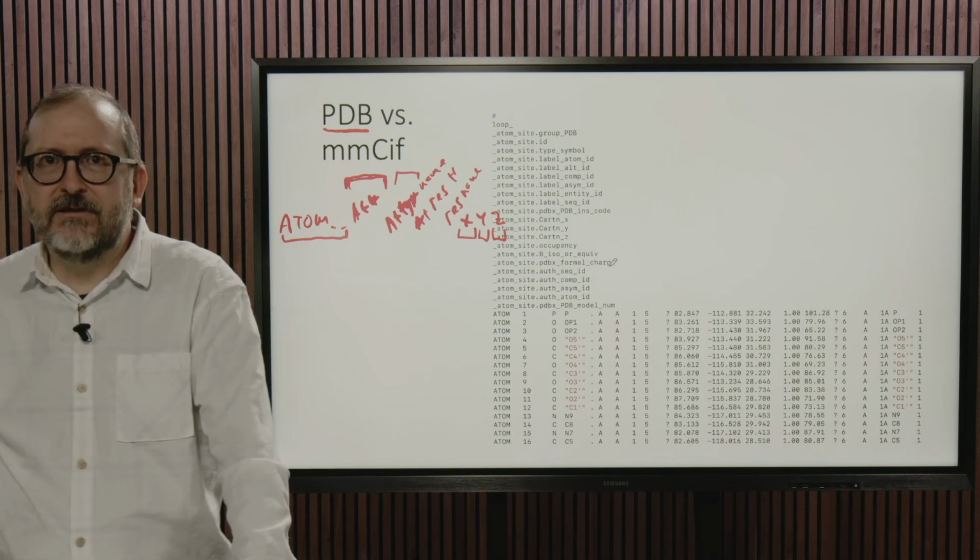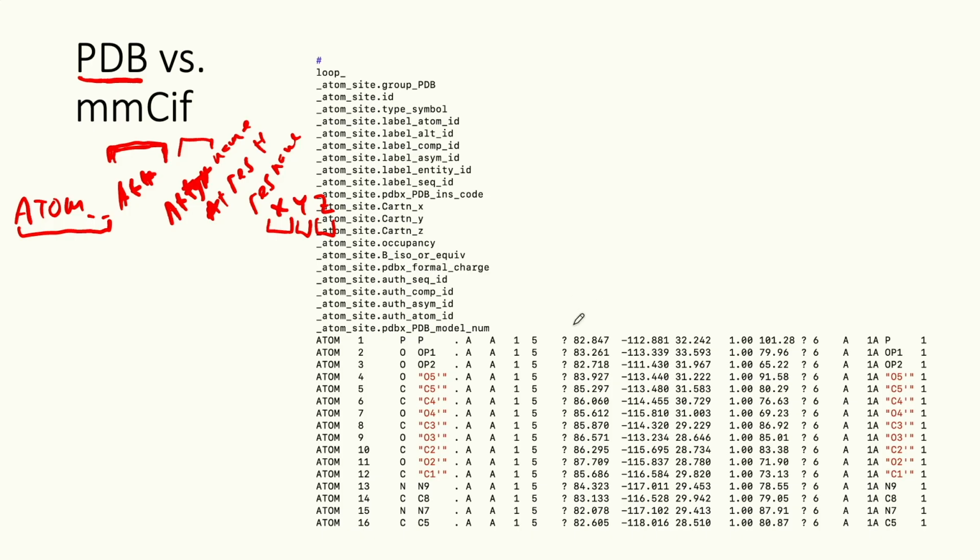Firstly, it's no longer fixed format. Now you still have columns, or rather separate fields for the different quantities, right? So you could have, let's say, this is x, this is y, and this is z.